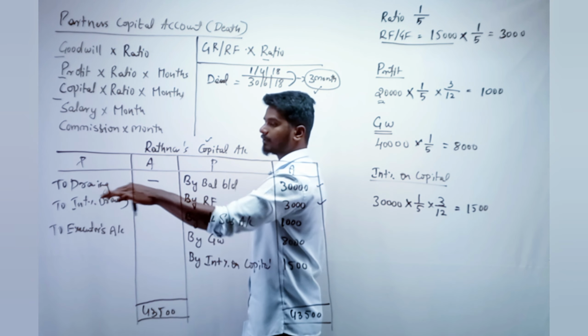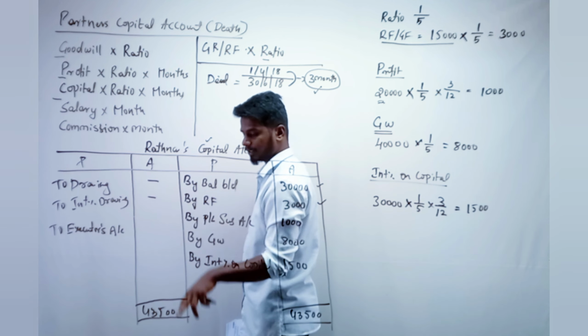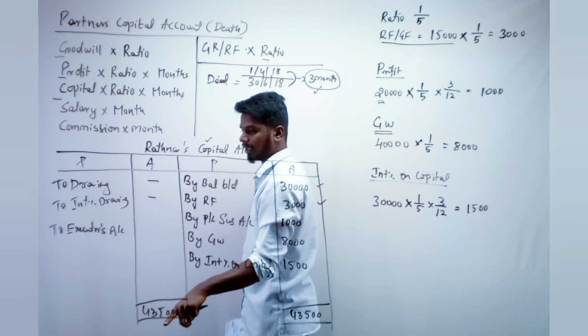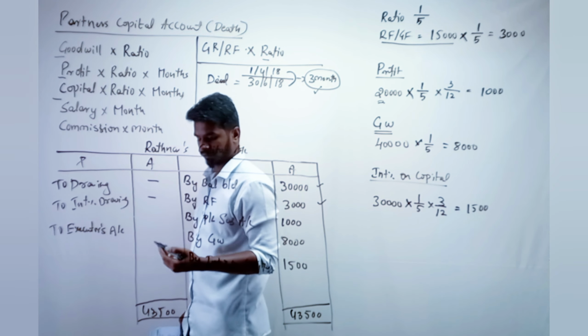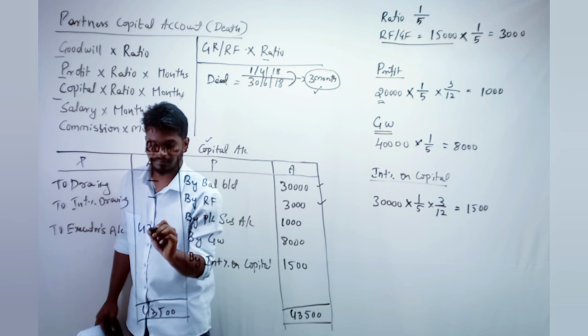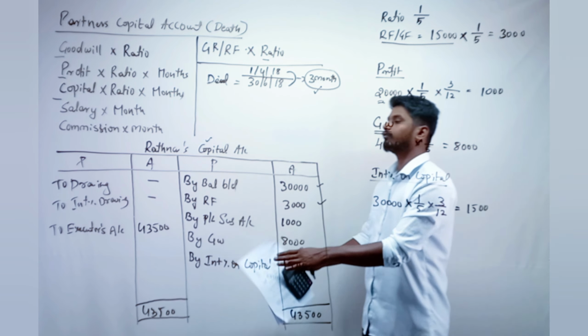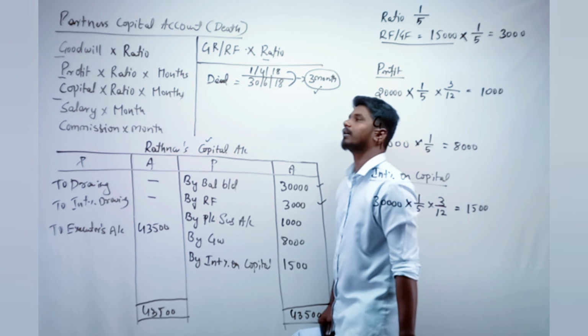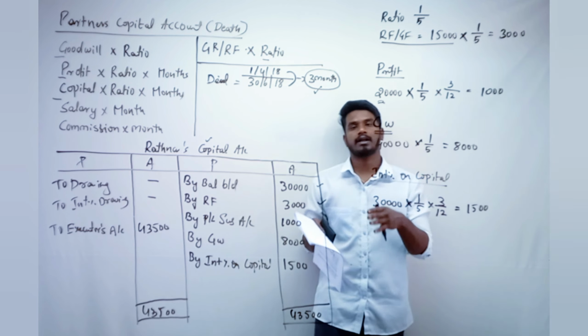If there are any drawings, we will subtract them from this balance, and if there is any interest on drawings, we will subtract that too and write the remaining balance here. There are no items to subtract, so straight away 43,500 on the debit side. So we have completed the partner's capital account, and one more question is there. Please note this down, and we'll start with the third question.